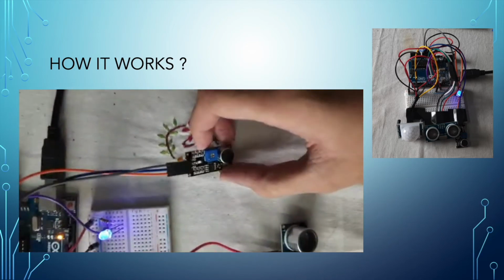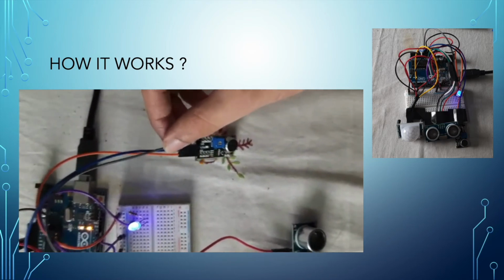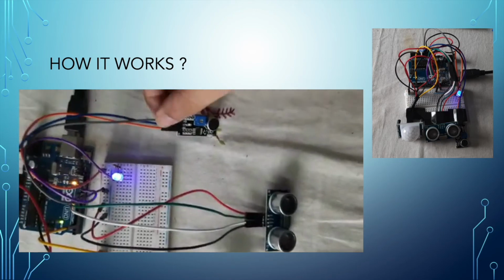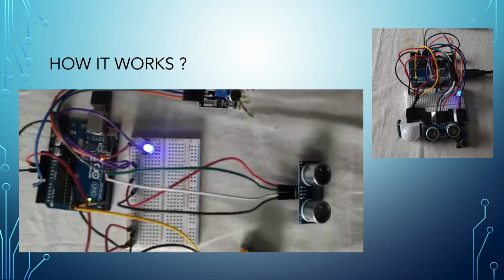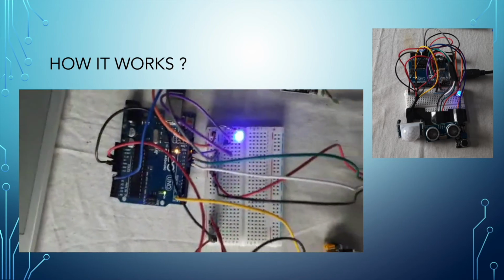Now this is the sound sensor. It has 3 pins. I have connected one pin to the 5-volt of the breadboard, one pin to the ground of the breadboard, and this blue pin goes to the analog A0 pin of the Arduino.